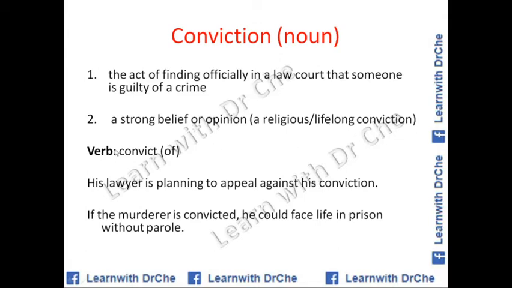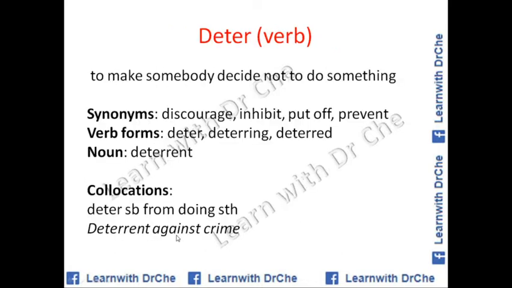The verb is convict, convict of. This is the verb form. You need to vary your language. This is called range of language. In one place use conviction, in another place use convict, convicted. This is called variation of your language. This will boost your score. His lawyer is planning to appeal against his conviction. If the murderer is convicted, he could face life in prison without parole.